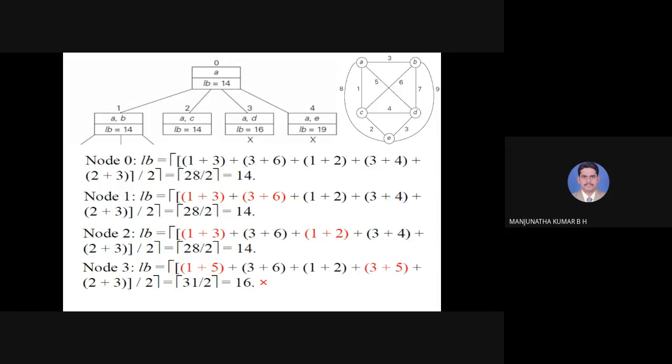Now node 3, observe node 3. How did I calculate node 3? Because the node 0, 1, 2 lower bound values are the same, 14 only. But for node 3, it changes to 6.